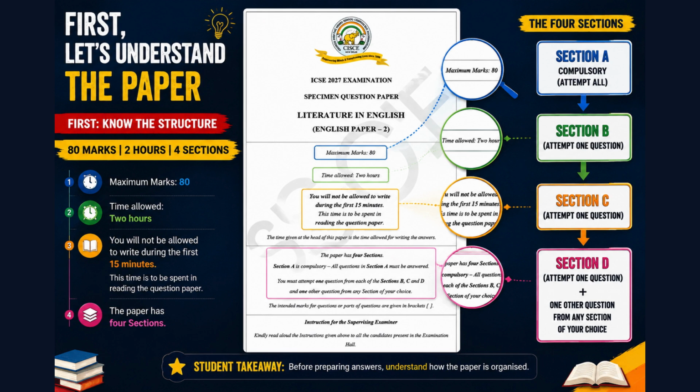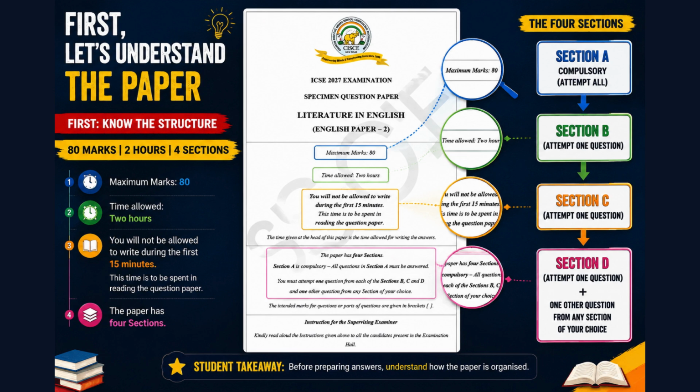The paper is for 80 marks. The time allowed for writing the answers is 2 hours. And before you start writing, you get the first 15 minutes only to read the question paper. The paper has 4 sections. Section A is compulsory. That means every question in Section A has to be answered. Then you have to attempt 1 question from Section B, 1 question from Section C, 1 question from Section D, and 1 additional question from any section of your choice.